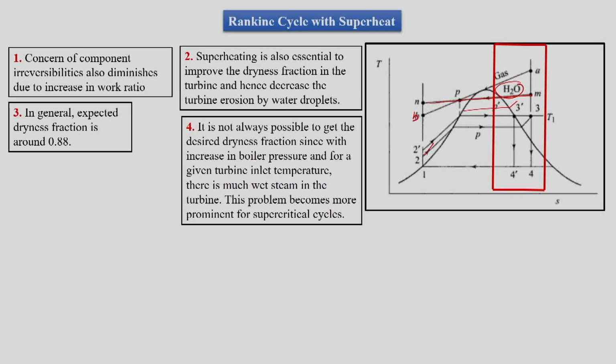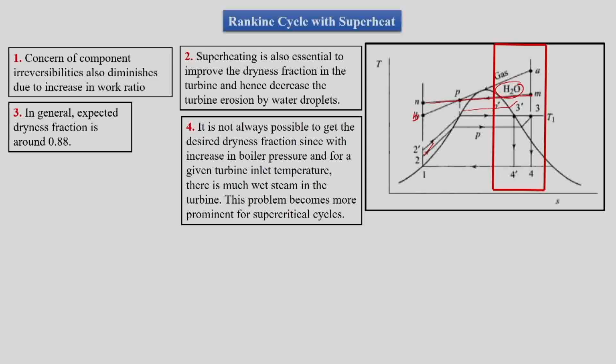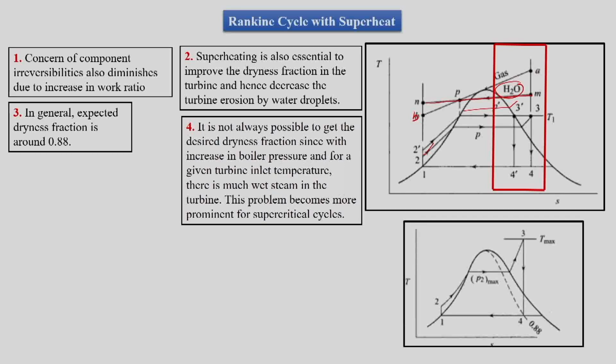So the point to be noted over here is that we, although we want superheat as a desirable entity to have higher work ratio, which would lead to no issues with the internal irreversibilities, and also we want our turbine to be safe from the erosion, it is not always possible. So this is a Rankine cycle which tells us limits.